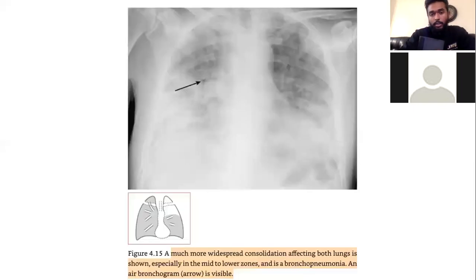So that's consolidation. This is another, more widespread consolidation affecting both lungs. But if you look at this area, you see these little black lines amidst the consolidation, right? Step back a little bit. If it's a lot of whiteness and you see these linear black lines in the midst of the whiteness, that's air bronchogram. That indicates pneumonia.